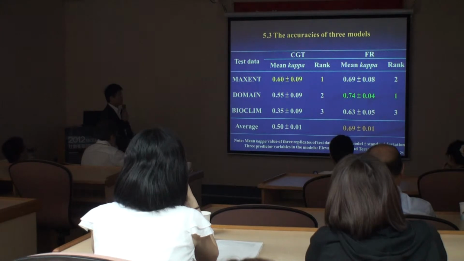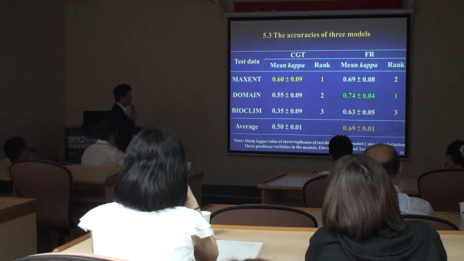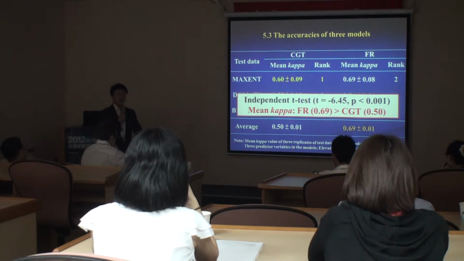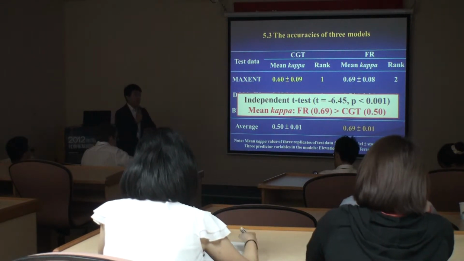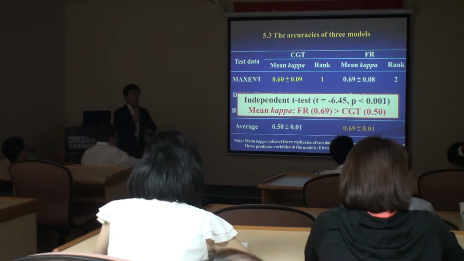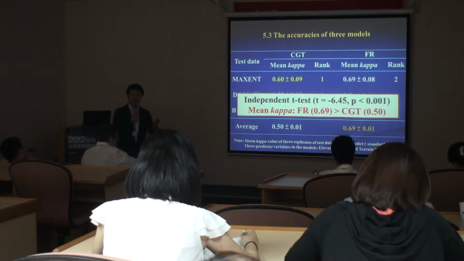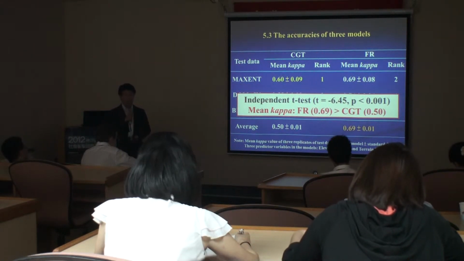And next, we summarize that table to show you the two species and each model's performance and the average. We first test our species trait, and according to our independent t-test, we find they have a striking difference. That means the mean kappa of the FR species is higher than the CGT species. That indicates that because of the kind of dispersal, the CGT species are more difficult to predict, and so are not predicted very well. While the FR species, as a plume species, are condensed, so they can be predicted very well.